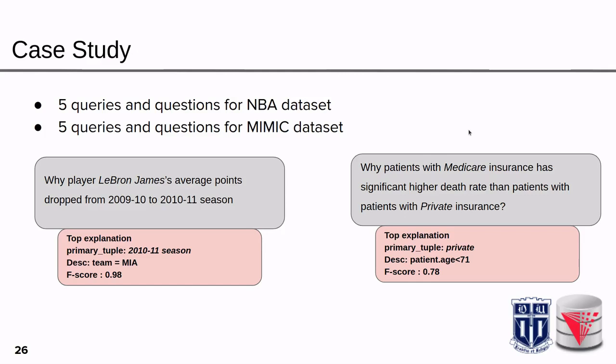For the MIMIC dataset, we asked why patients with Medicare insurance had a significantly higher death rate than those patients with private insurance. The explanation was that for private insurance, the patients tend to be younger than those with Medicare insurance, which makes perfect sense and aligns with the fact.